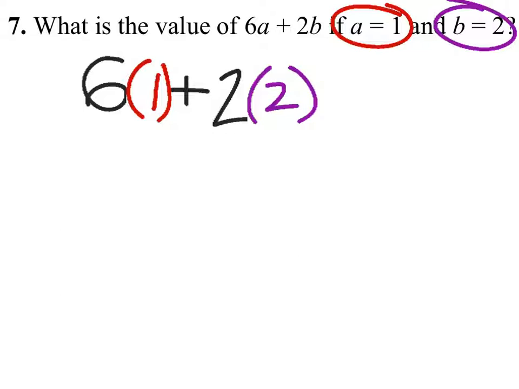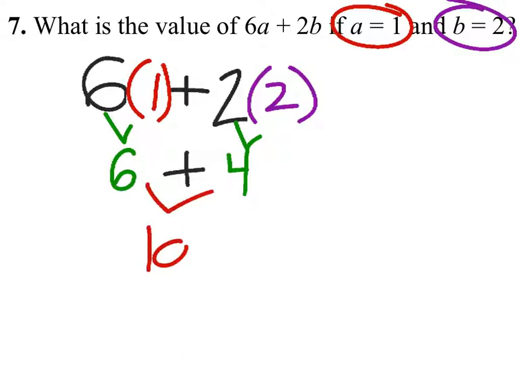So by the order of operations, we're going to have to multiply the 6 and 1. That's a 6. 2 times 2 is 4. This is addition. And then finally, 6 plus 4 is 10.